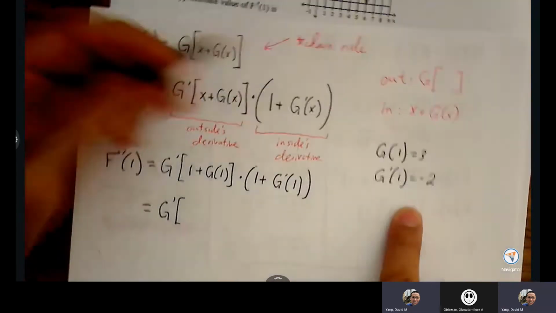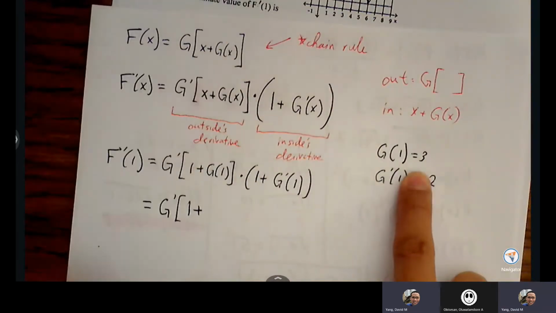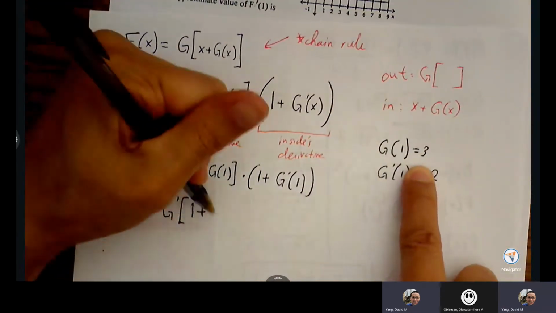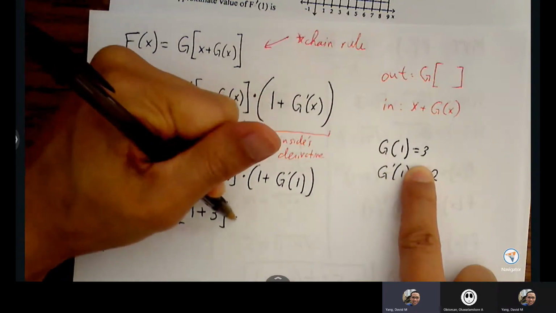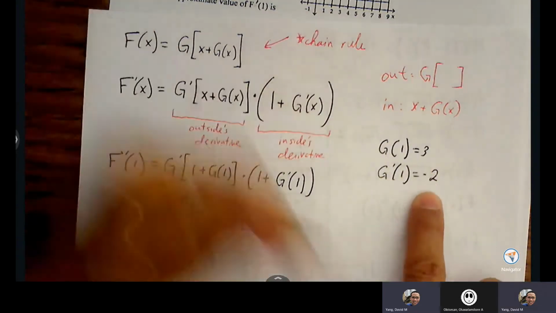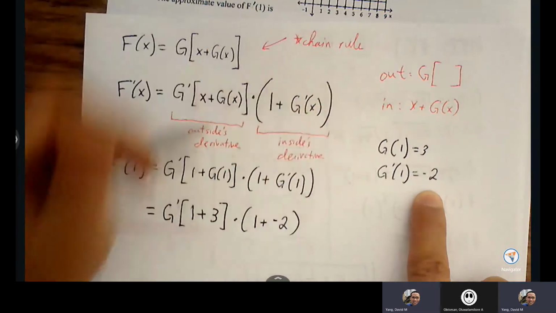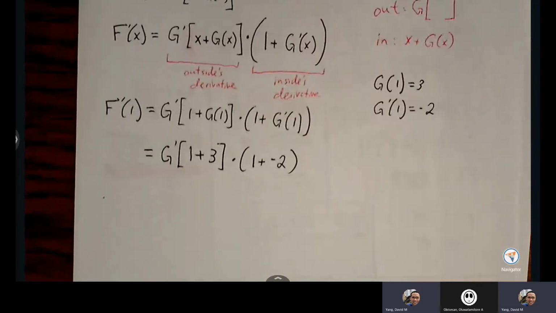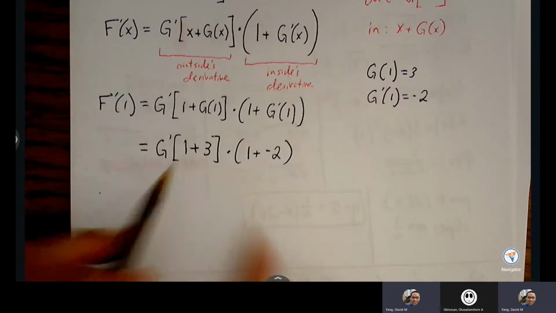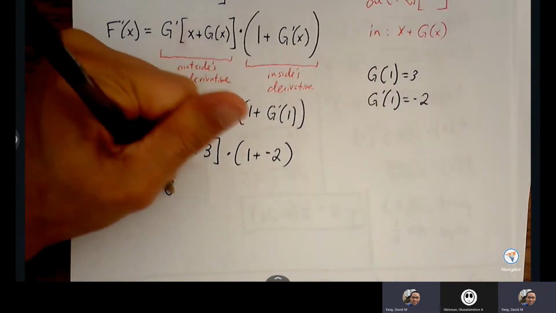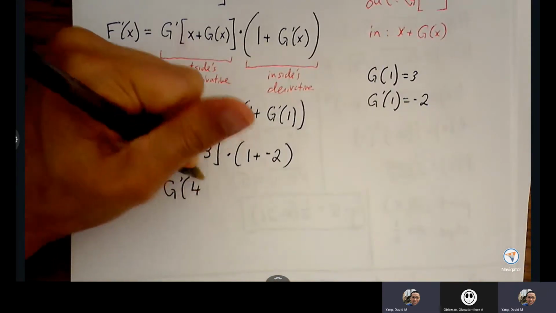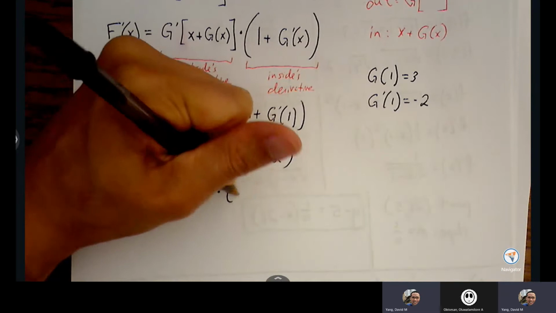All right, so let's fill in what we have. So 1 plus g of 1 is 3, times 1 plus g prime of 1 is -2. All right, keep going. G prime of 1 plus 3, so this is g prime of 4 times -1.